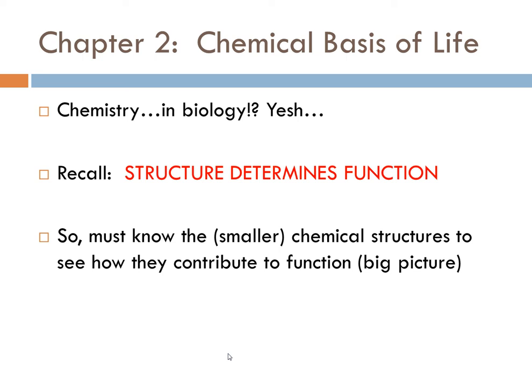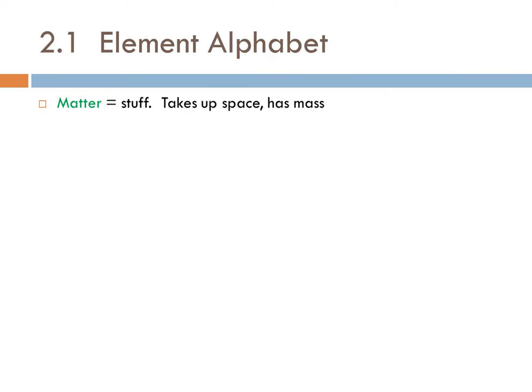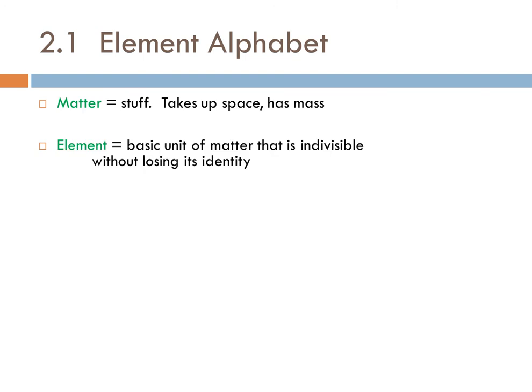Before we get started with chemistry, you kind of have to know the big picture. If we start to talk about chemistry, we break things up into things like matter. Matter is something that takes stuff up. It has mass, which means it takes up some space. An element is a basic unit of matter that is visible without really breaking it down into atoms and things like that.